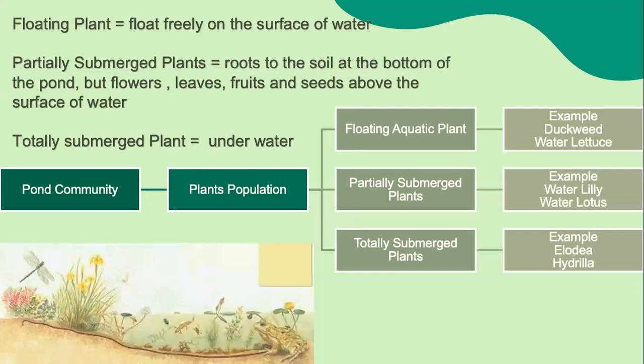All right, next. Let's look at the plant populations. As discussed in lesson number 3 or 4, there are 3 types of plants in a pond community. We have the floating plants that float freely on the surface of the water. We have the partially submerged plants, whereby the roots are in the soil at the bottom of the pond, but the flower, leaf, fruits and seeds are above the surface. We have the totally submerged plants, which are all underwater. Some examples: floating ones are duckweed and water lettuce; partially submerged, we have water lily; and totally submerged, we have all these, and so on and so forth.